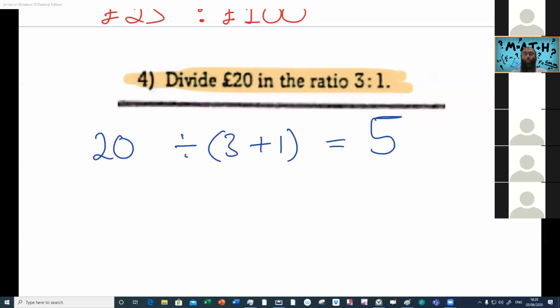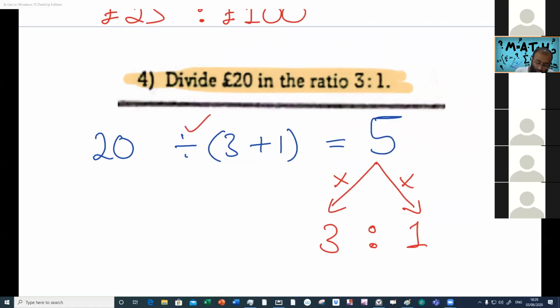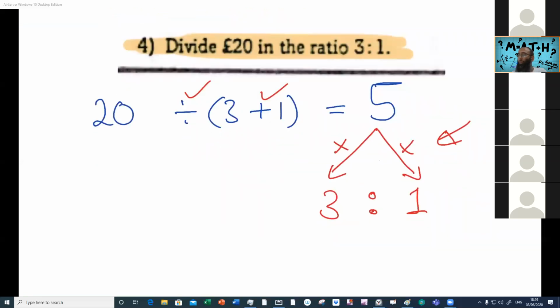What do you do next? What's the last bit? 5 times 3 and 5 times 1. That's it. So you've done the division, you've done the addition, and the last bit is the multiplication. It's as simple as that. You can literally do the question in 1 and a bit lines. So 5 times 3 is 15. So 15 to 5.